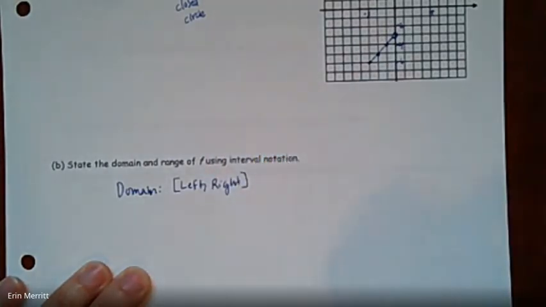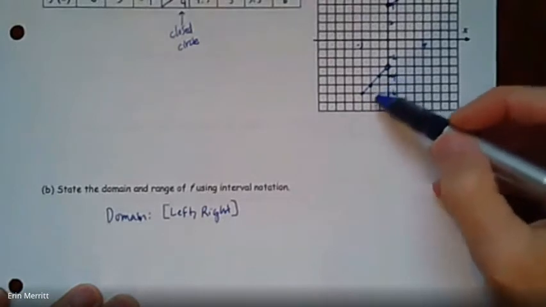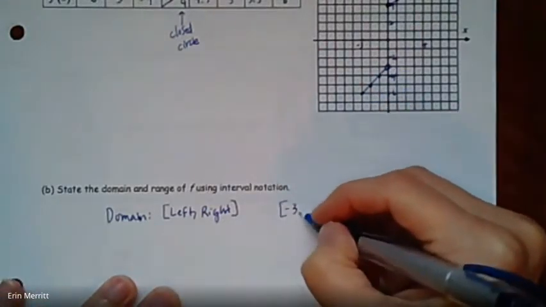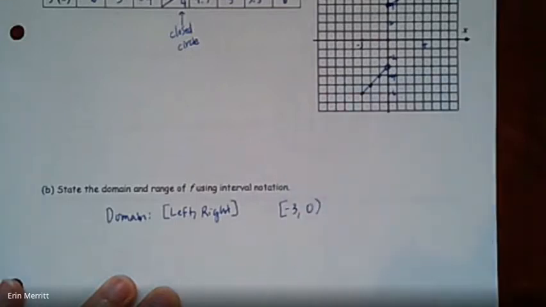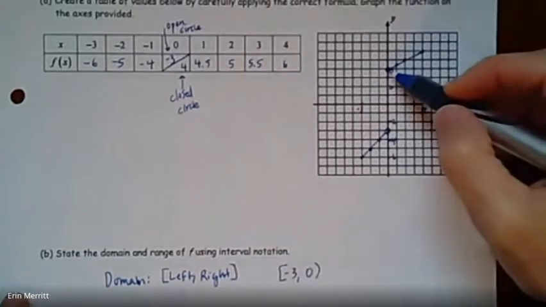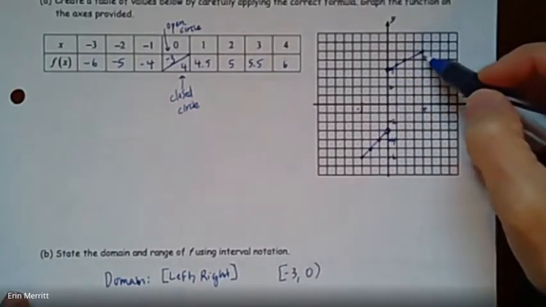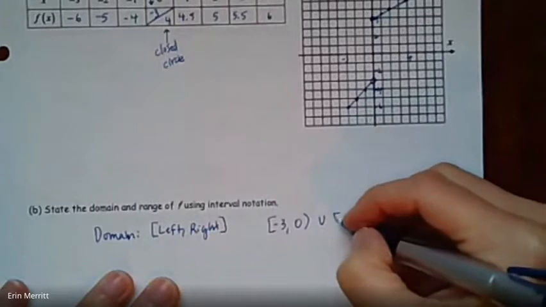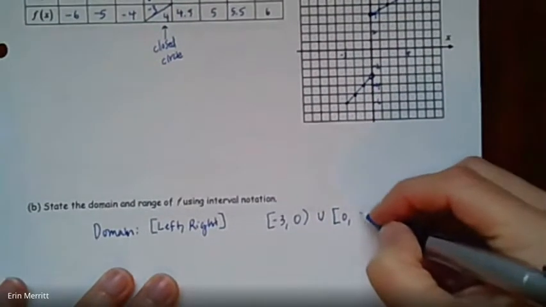What we'd want to look at is this first little segment goes from -3 up to 0, and it includes -3, but it doesn't include 0. But we also have that other piece up top. We have this piece that starts at 0, and it goes up to 4. So we could say in union with, it includes 0 all the way up to 4.